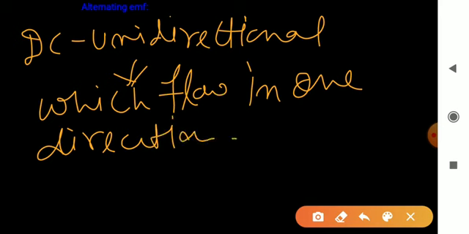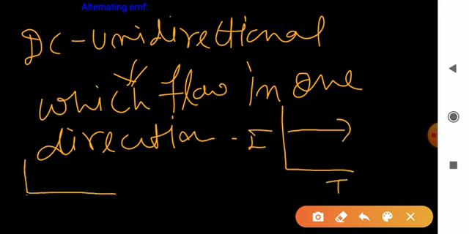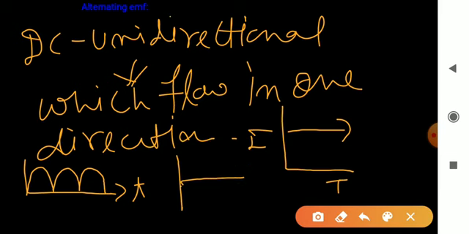But it doesn't mean it is always constant. It means the direction in which it flows does not change its sign. Okay, and the graph of DC is current versus time, and it flows in this direction. This is the graph for DC. I hope this is clear to you.